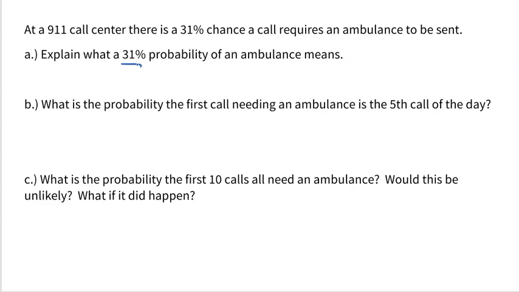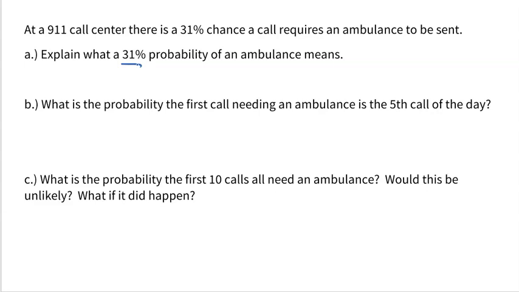It's the percentage of times that an ambulance would get called to the scene in the long run. So after many calls, not after 100, don't tell me 31 out of 100. It's after many calls. This 911 center has had thousands of calls. And after all those calls, they know that about 31% of those calls in the long run are going to require an ambulance to be sent. All right. Hopefully you can write that down.